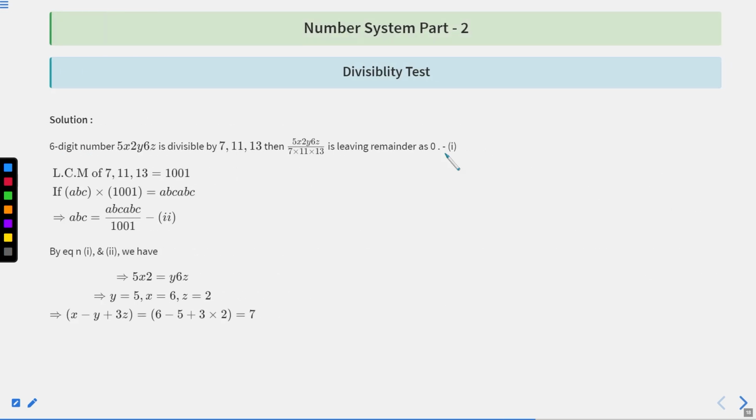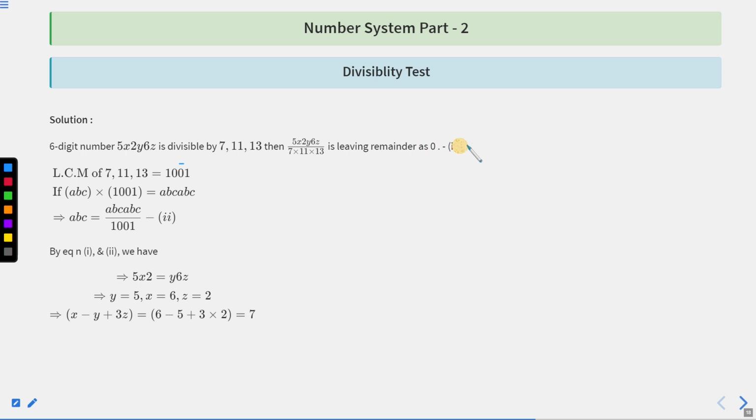So let's see what we are going to do. Since this number is divisible by all these three, it should also be divisible by the product of these three numbers, and it leaves remainder 0. The LCM of 7, 11, 13 is 1001, and ABC times 1001 gives ABCABC. That means ABC is equal to ABCABC upon 1001. We have just done simple computation. There is nothing difficult here.